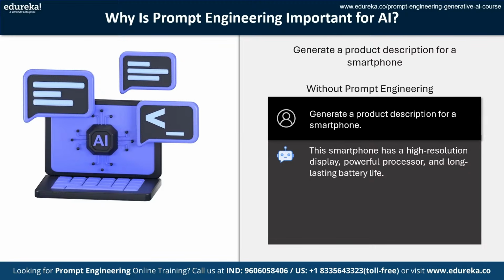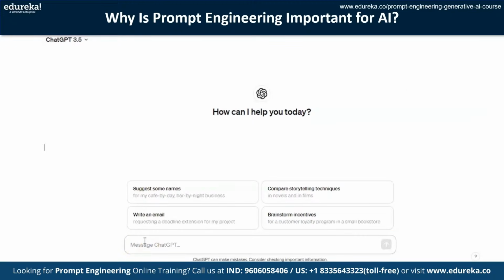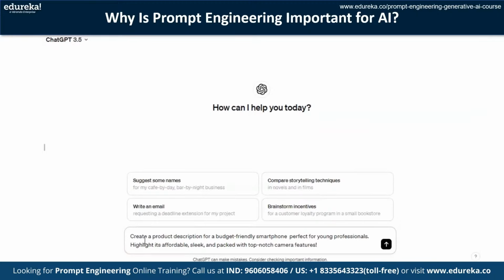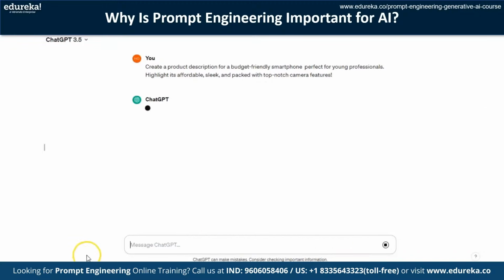They give you a clear idea of what you need to write about and keep you focused and organized, making it easier to generate ideas and express yourself. On the other hand, by using prompt engineering techniques, you can provide more specific instructions or constraints that will tailor the generated descriptions to the target audience or brand style. So with prompt engineering, if you input a query such as "create a product description for a budget-friendly smartphone perfect for young professionals, highlighting that it's affordable, sleek, and packed with top-notch camera features."